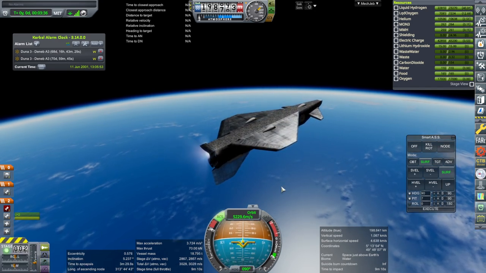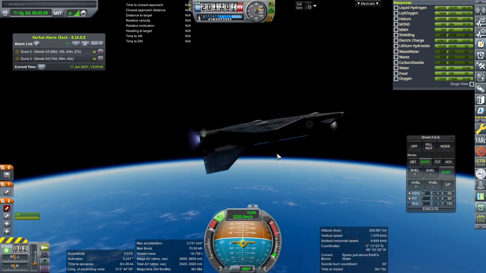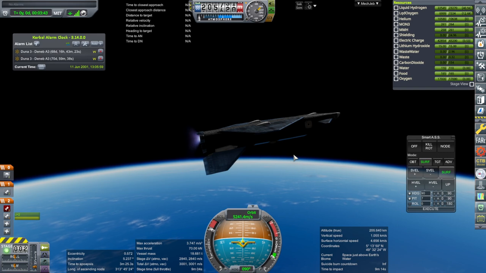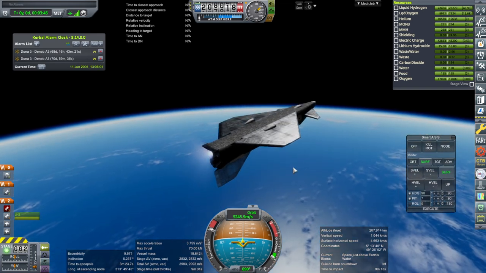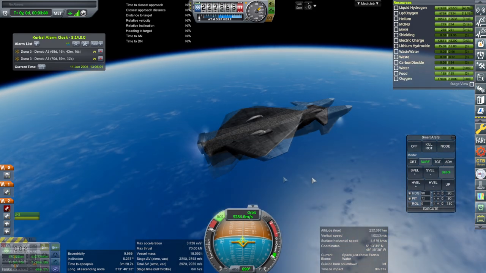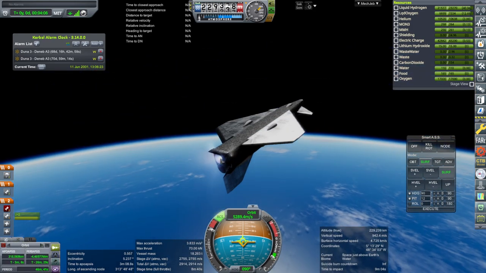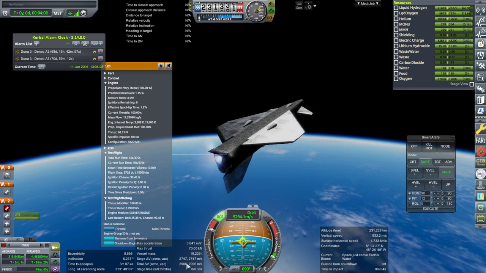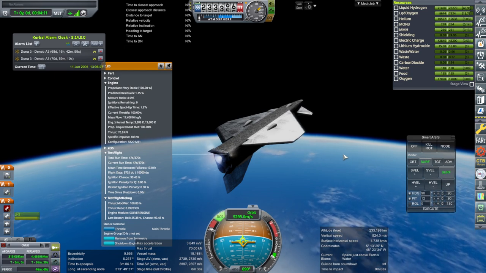How's our actuation? It's using some pitch. Can't hold it without the RCS? Yes, it can. Well, we can run the RCS anyway. This thing has a burn time of nearly 8 minutes. We're asking for a little bit more than 8 minutes.